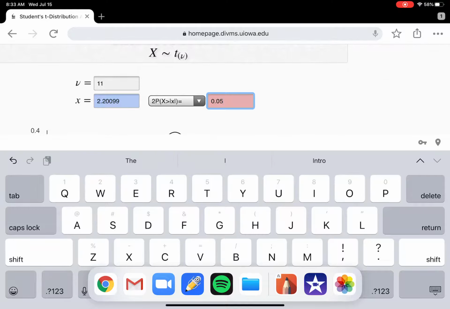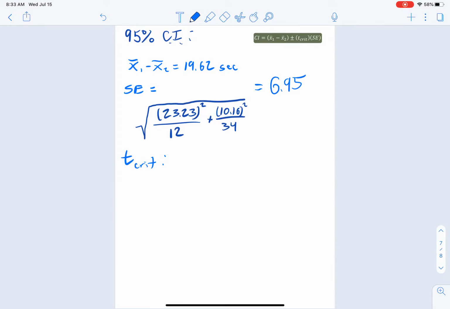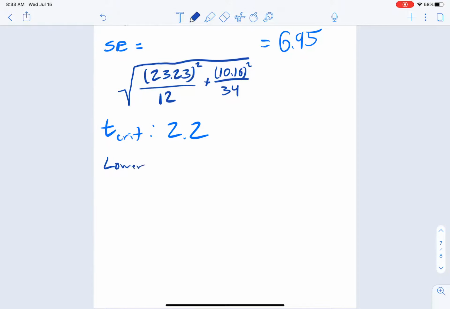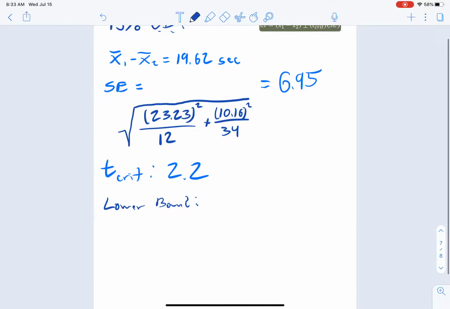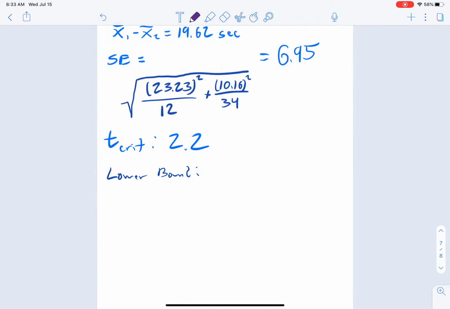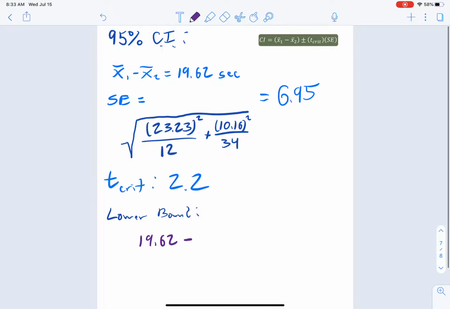Okay. So let me write this whole thing out. 2.2. Okay, so our lower bound, what does that look like? Well, it's going to be 19.62, the lower bound, right? So we're subtracting, minus 2.2 times 6.95, right?